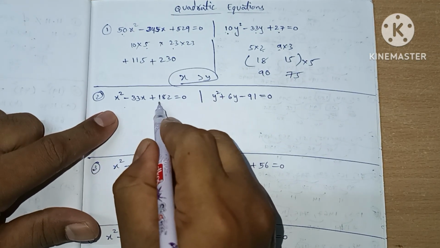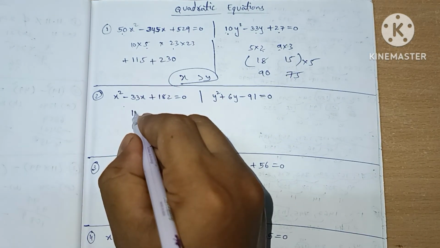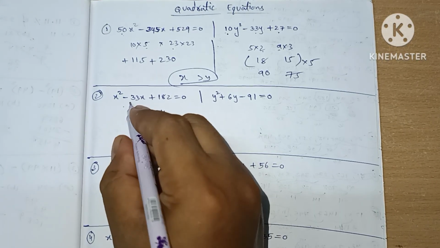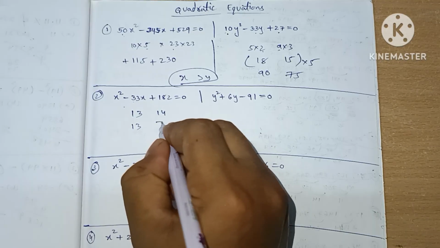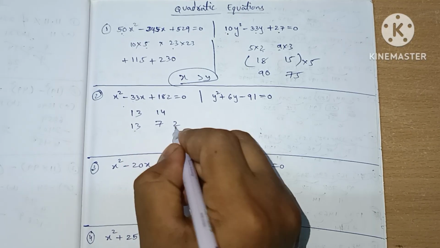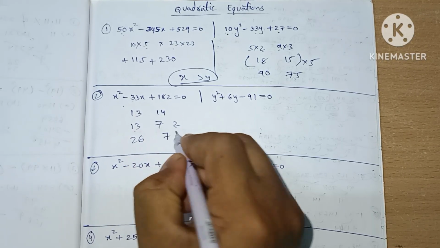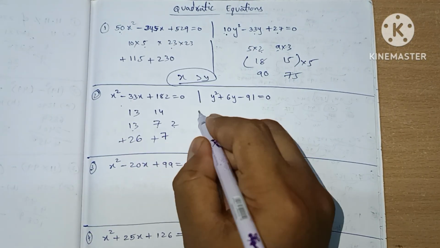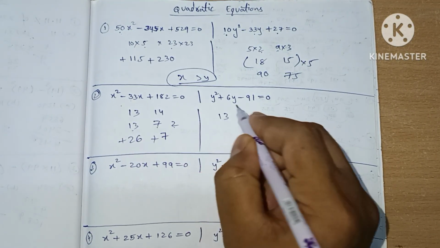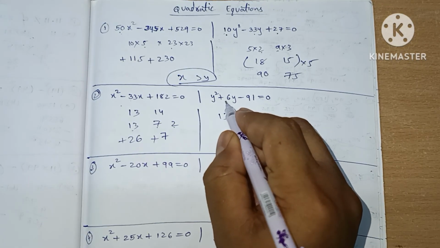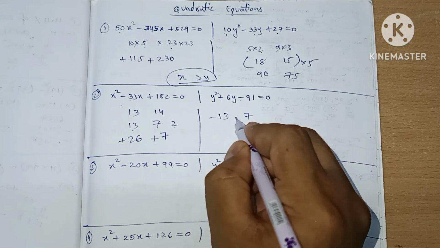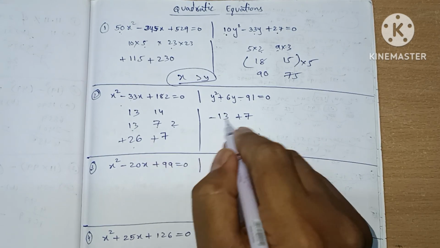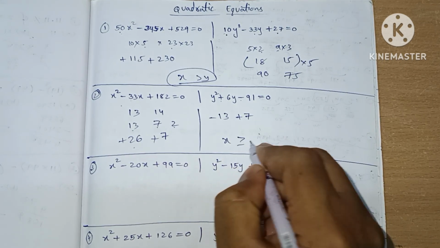Here 182 means 13, 14 times will be 182, but we don't get 33, so this will be 13 and this will be 7. 2 times 26, 7 times will be 33. Okay, these are the roots and the roots are positive. Here 91, 13 7 times will be 91. Plus and minus means minus and plus, so these are the roots. Now by comparing these two, it is clear that x is greater than or equal to y.